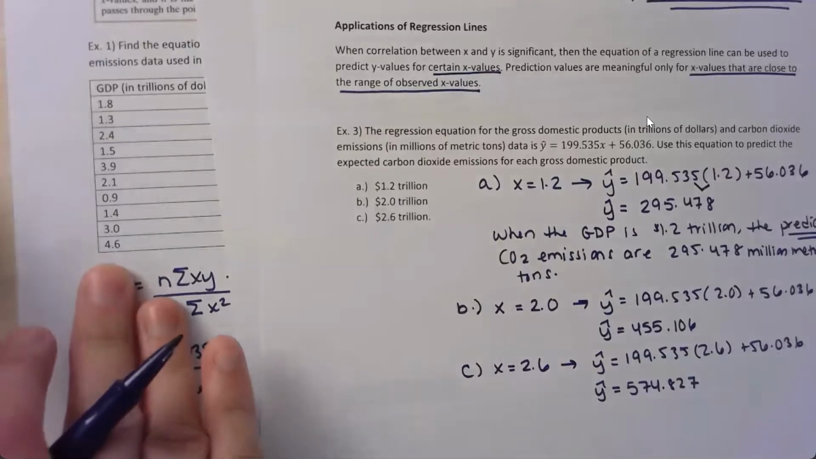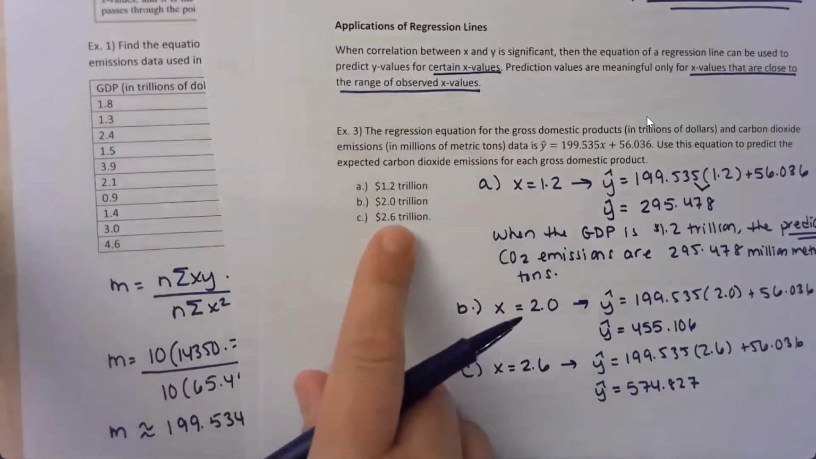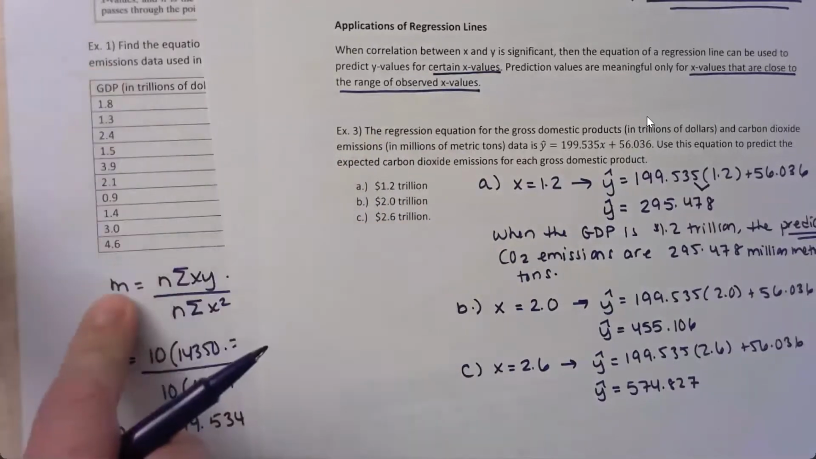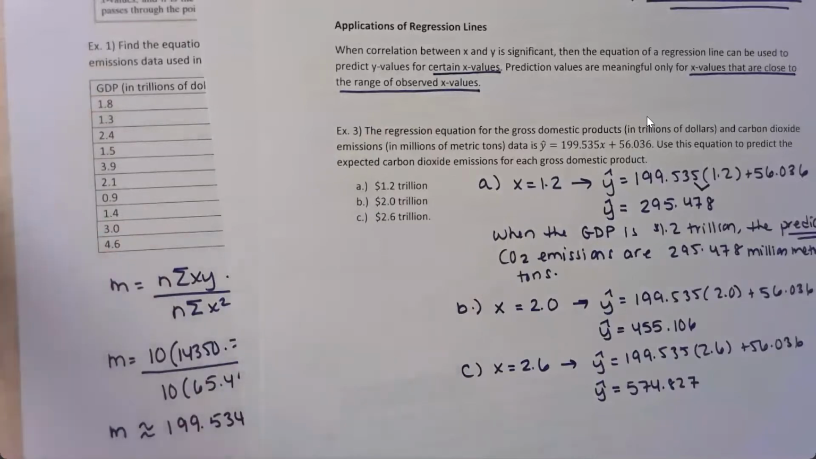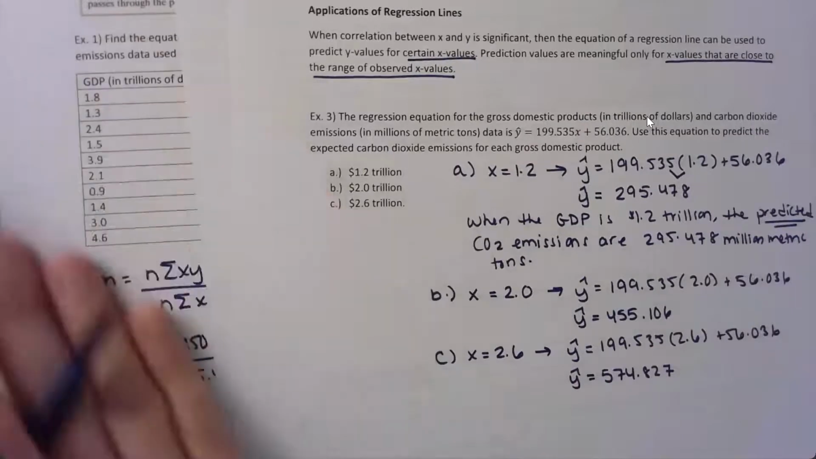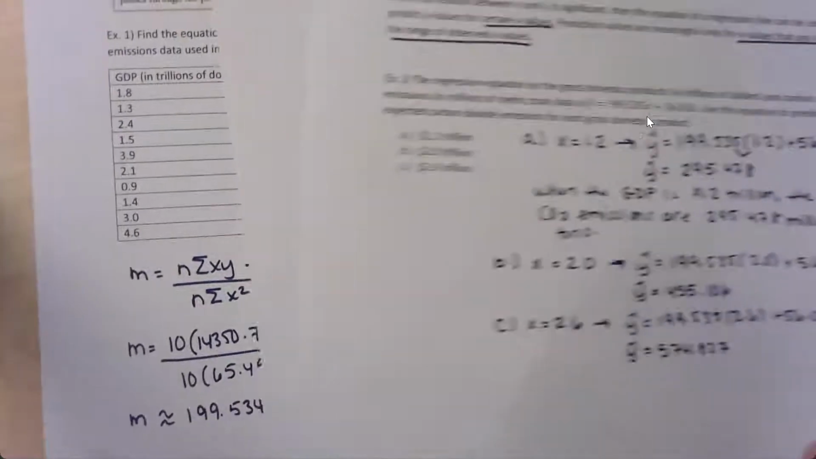So for instance, it would not be a good idea for me to plug in something like $10 trillion because my data set has values nowhere near 10, right? They end at 4.6. That's too far away. Maybe I could plug in something like 4.8. That could be close enough. But again, you just want to make sure when you're plugging in values that your values are close to what you see in the original data set. If they get too far off, then your predictions are not going to be good anymore.